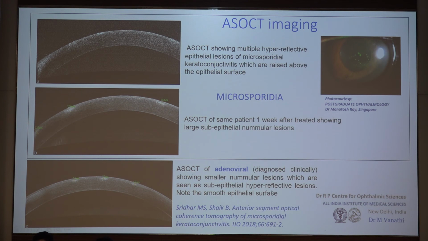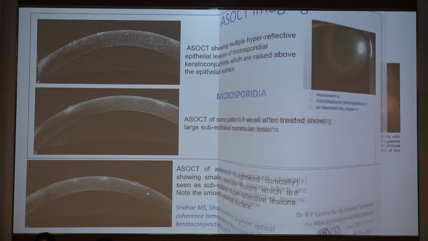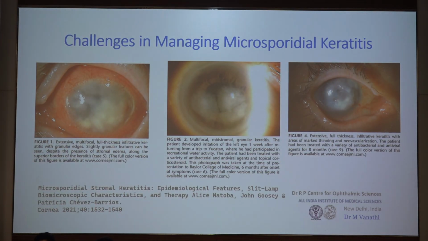But when you look at an adenoviral, you would see your epithelium is largely not disturbed. It's more of an epithelial punctate keratopathy, and the subepithelial haze is more well defined when you look at adenoviral keratoconjunctivitis here.